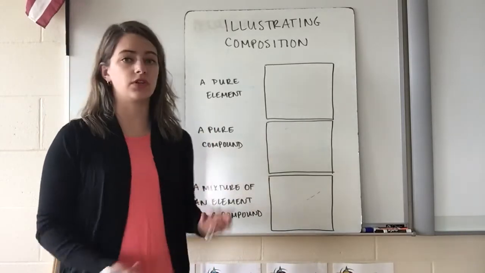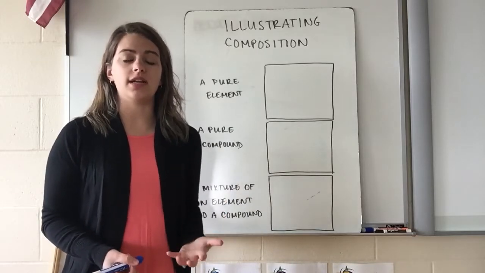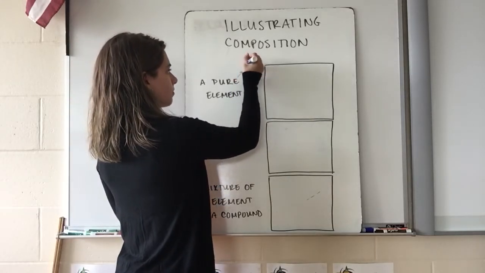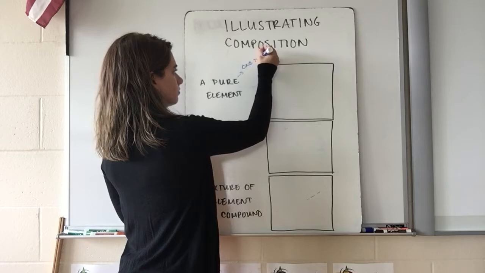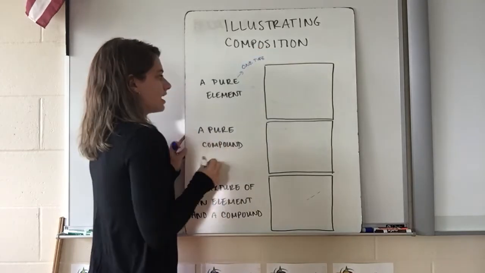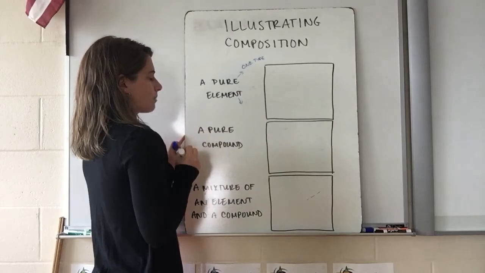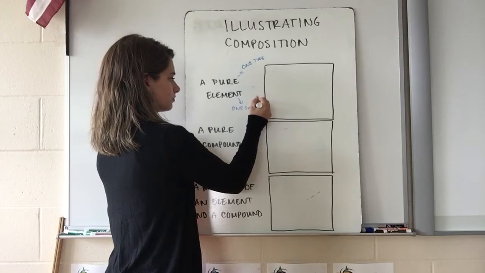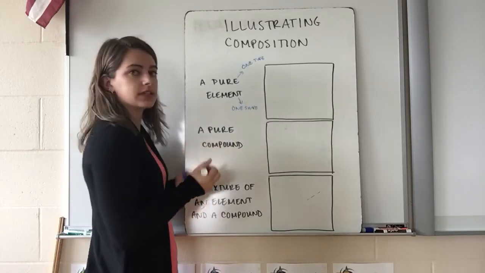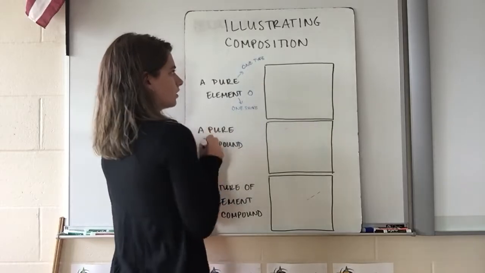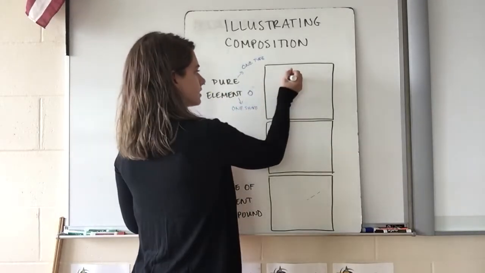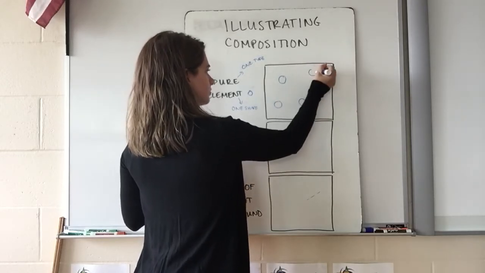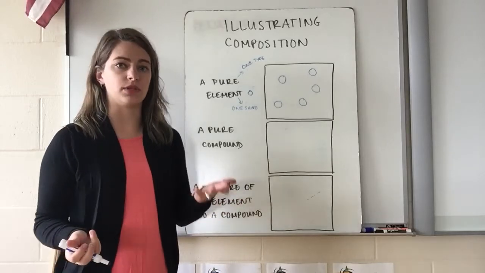So my first example is a pure element. So if I wanted to draw a pure element, I need to think about what those two things mean. So if it's pure, there's only going to be one type of particle. And then if it's an element, that means my element is only going to be one shape. So for this example, let's make the element a circle. Okay, so since it's a pure element, the only thing in this box are going to be circles. So there's my drawing of a pure element.